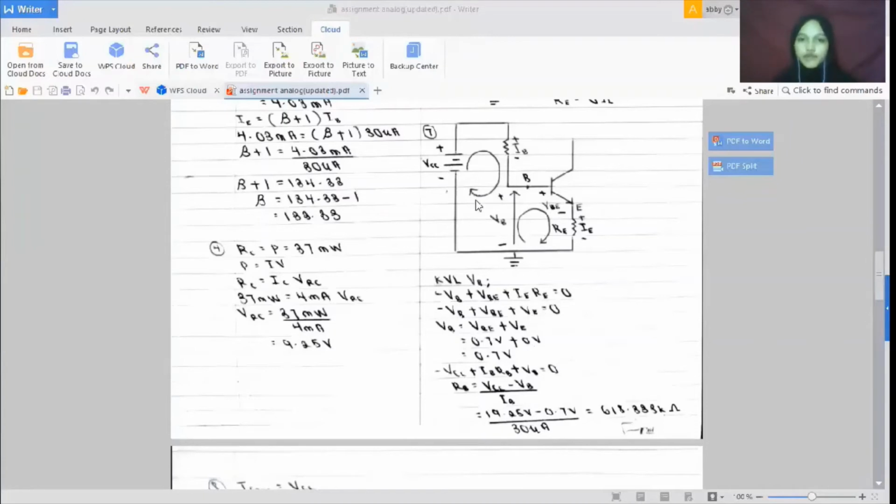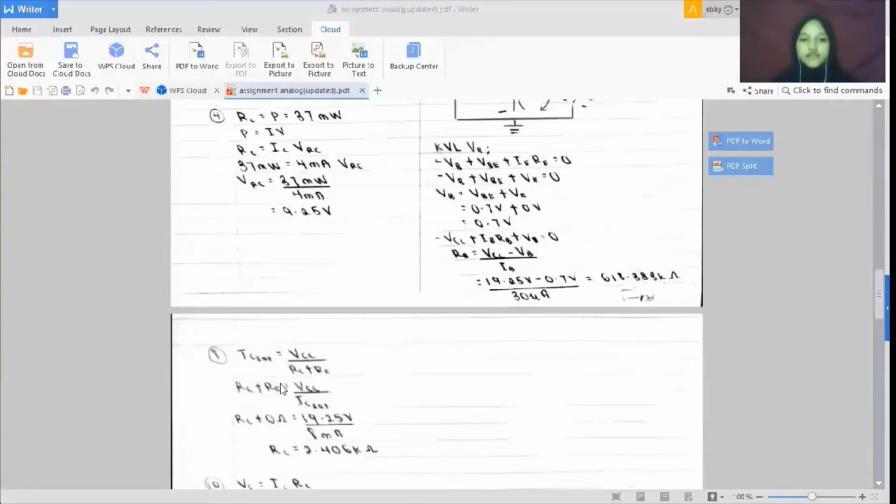Next, we will be using this KVL loop here to find the value for RB. The equation of this loop is negative VCC plus IBRB plus VB equal to 0. So just rearrange the equation into this: RB equal to VCC minus VB over IB. And just enter all the values and we will get the value for RB, which is 613.333 kilo ohm.